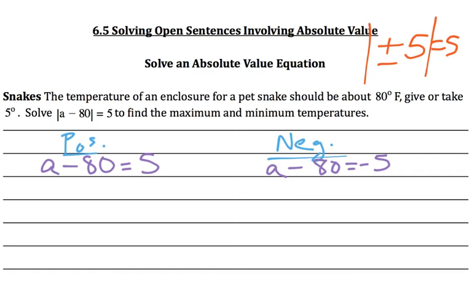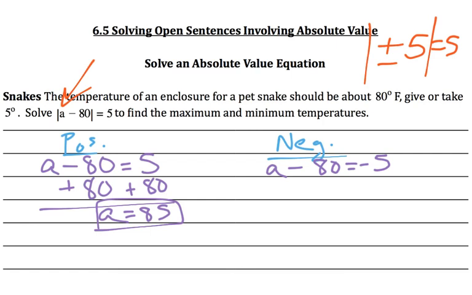The more you practice these, the more they'll make sense. I'm going to add 80 to both sides. And I'm going to completely finish the left equation first, just like we did with those compound inequalities. And I get A is equal to 85. I won't bother writing degrees Fahrenheit. If this is 85, 85 minus 80 gives me 5. We're good. And that would give me the max. You don't have to write max, but that would be the maximum for this.